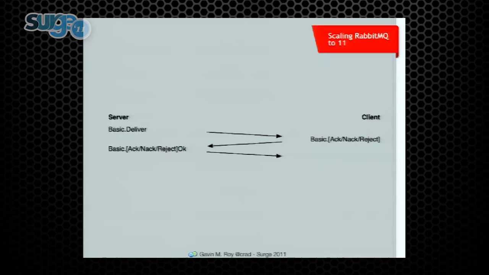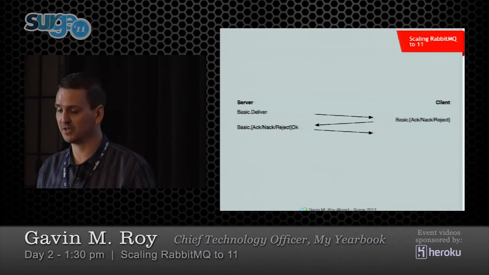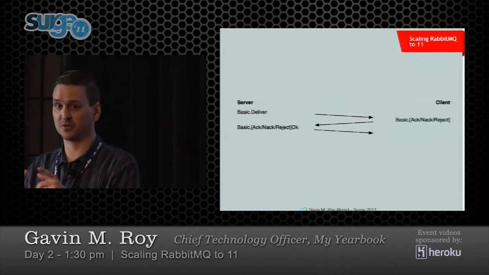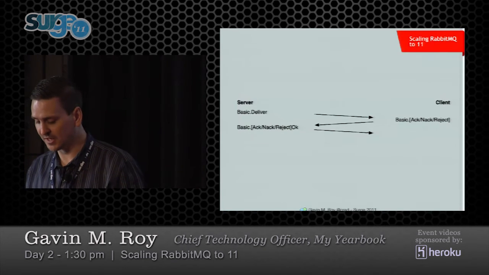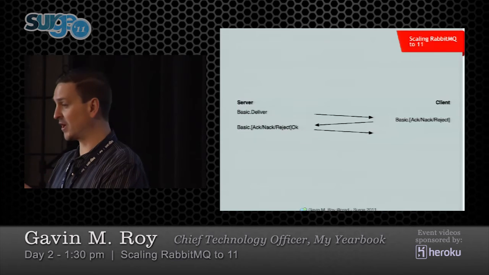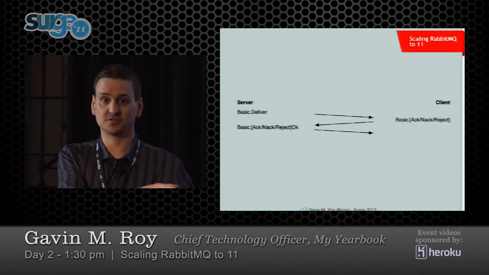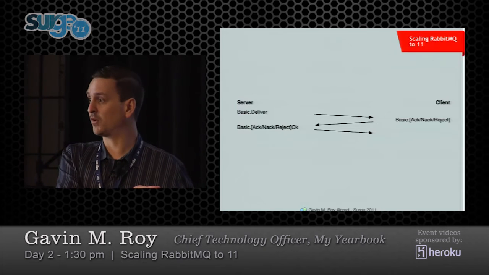And to give you an idea from a traffic flow perspective, the basic deliver frame is what's responsible for sending you a message. And this is actually fairly abbreviated. What receiving a message in Rabbit looks like is you take frames, and they're 131 bytes in size by default, and you have a basic deliver frame, which is a method frame, and it says, hey, client, I'm going to send you a message, and be ready for it.